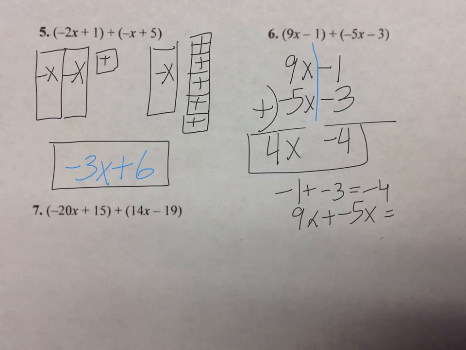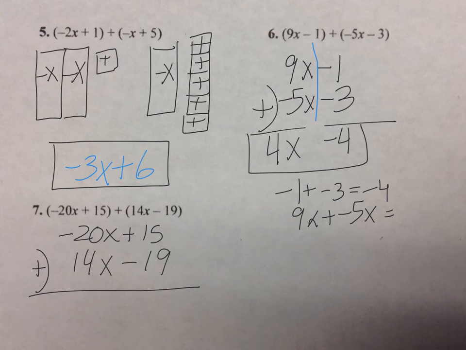All right, so for number 7, I'm looking at the coefficients, and they're pretty big. I definitely don't want to draw any models here. I'm going to go ahead and do it algebraically. Negative 20x plus 15, put a plus sign here, 14x minus 19. Okay, so I'm going to separate my like terms. Notice that when I separate my terms, that sign right there and right there, they stay with the number. Okay, don't forget that.